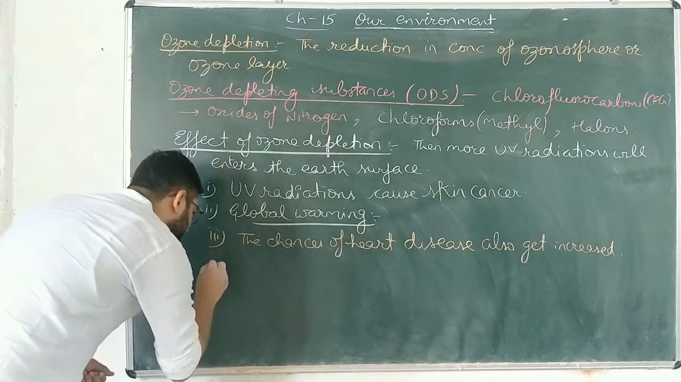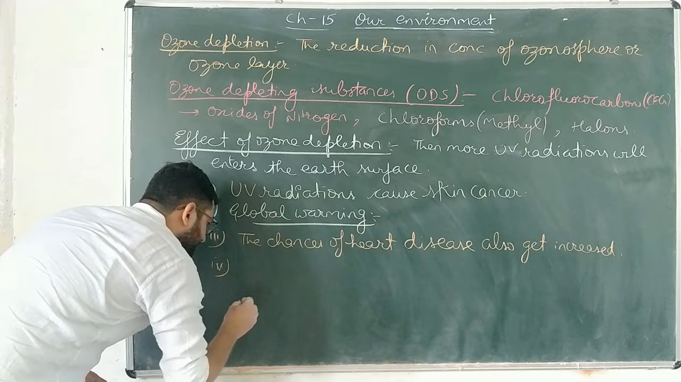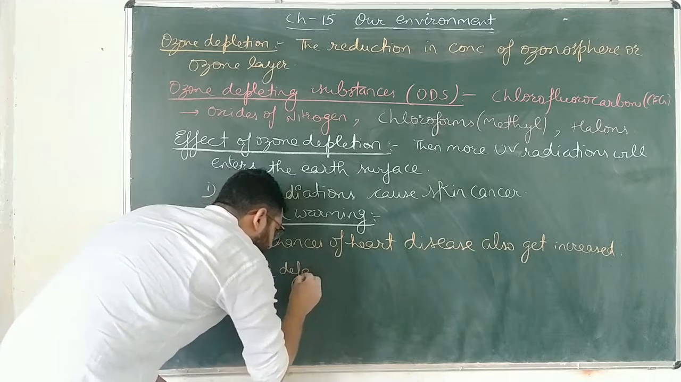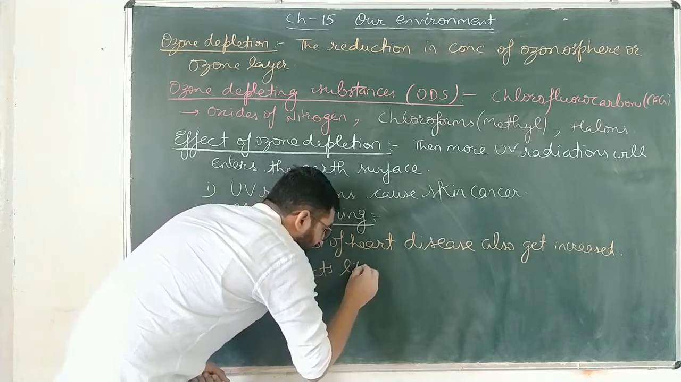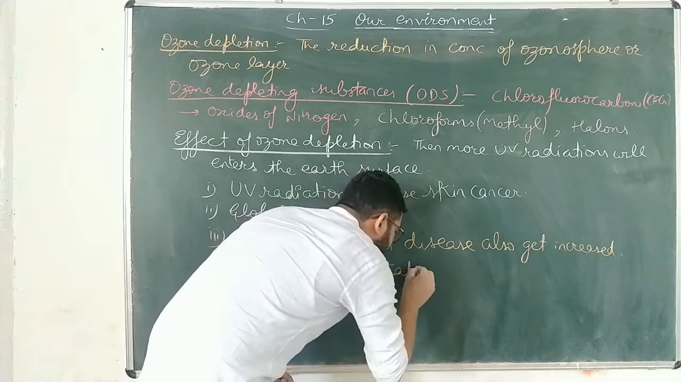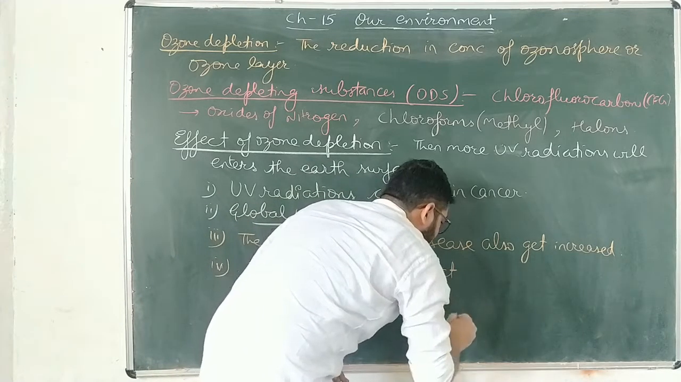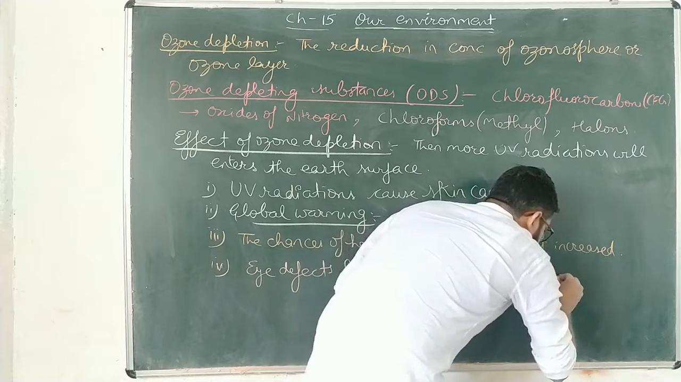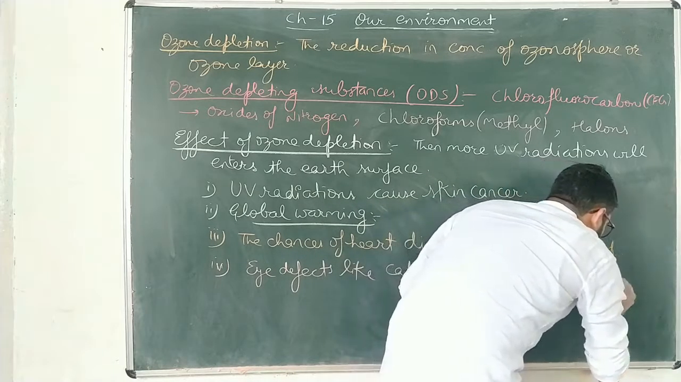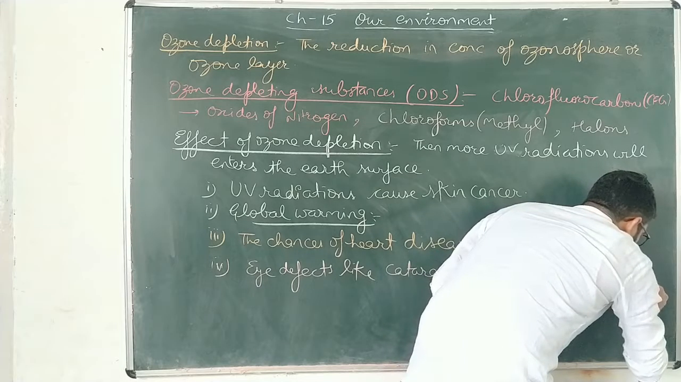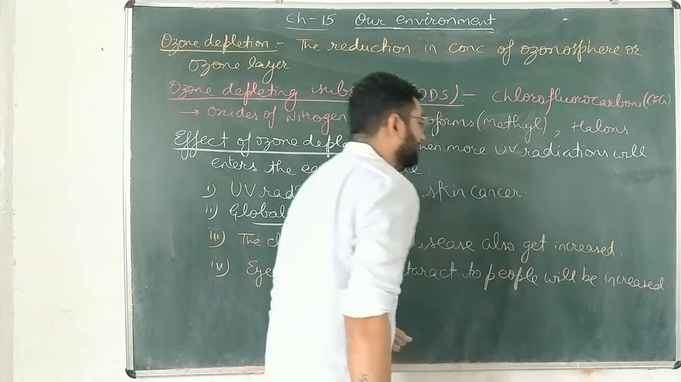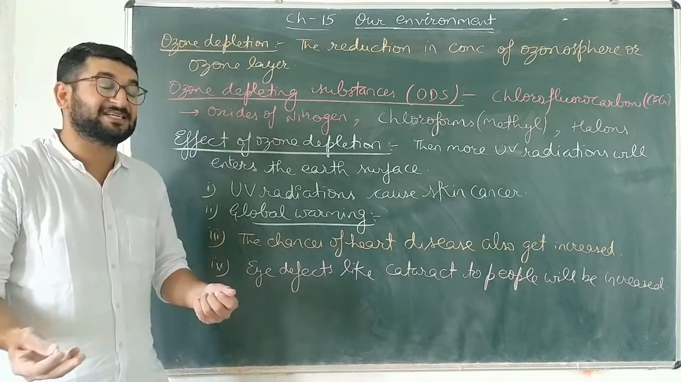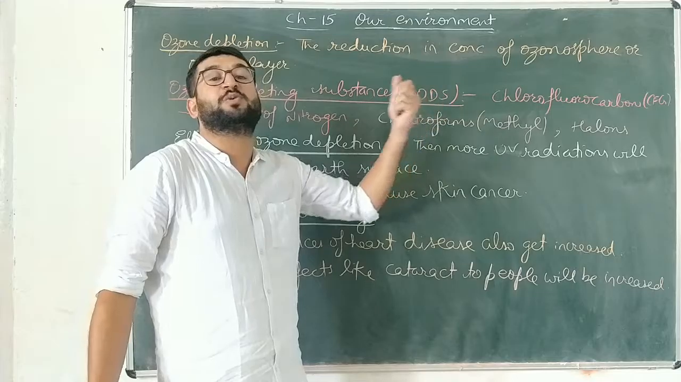Next, the eye defects like cataract, it is referred as motia in Hindi, to people will be increased by the exposure of ultraviolet radiations. So these ultraviolet radiations will also cause, along with the heart diseases, certain various kinds of eye diseases to the people as well.